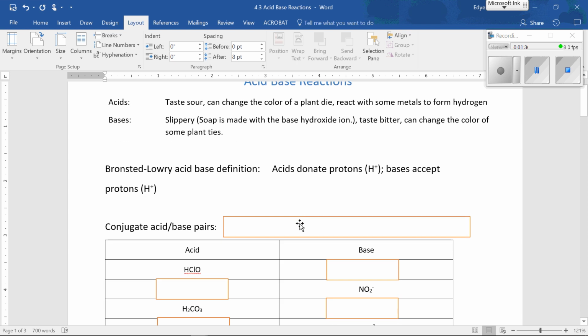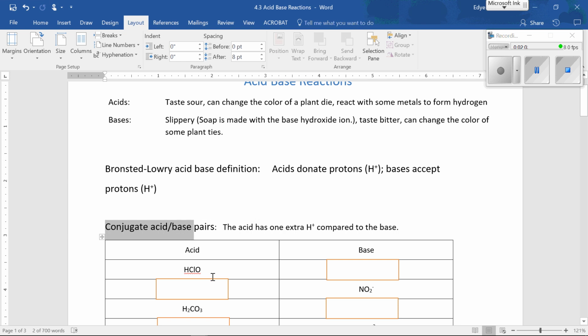All right, we're going to talk about conjugate acid-base pairs. This would be a pair of an acid and a base paired together. The acid has 1 extra H plus compared to the base. When I ask you to identify acids and bases and their conjugates, the acid and base would be the reactants. The conjugate acid and base would be considered the products in a reaction. So we're just going to look at how you identify a conjugate acid-base pair. We said the acid has 1 extra H plus compared to the base.